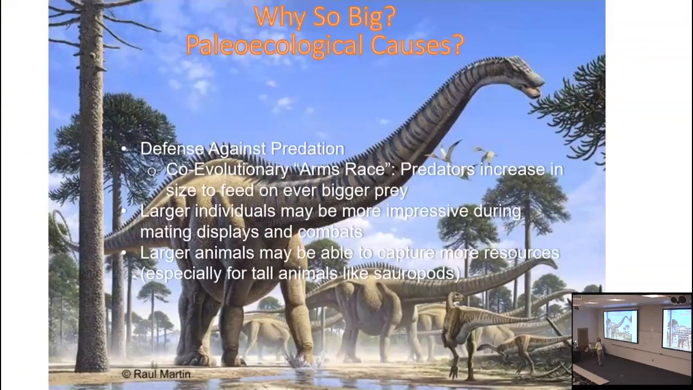But then we can begin to think, well, maybe the question is, what are the benefits for being big, first of all, before we start talking about how they achieved it? Well, one obvious thing is defense against predation. And there does seem to be this co-evolutionary arms race, where predators tend to increase in size to feed on even bigger prey. And so some of the largest theropods, like the Carcharodontosaurs, tend to co-occur with some of the biggest of the Titanosaurs.